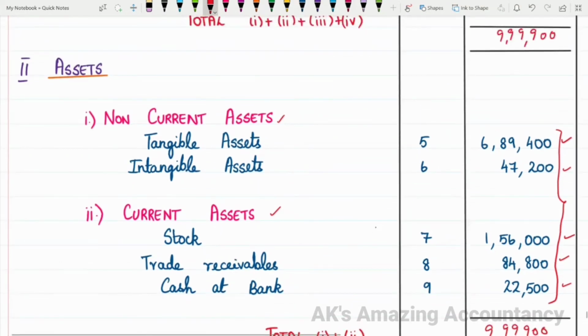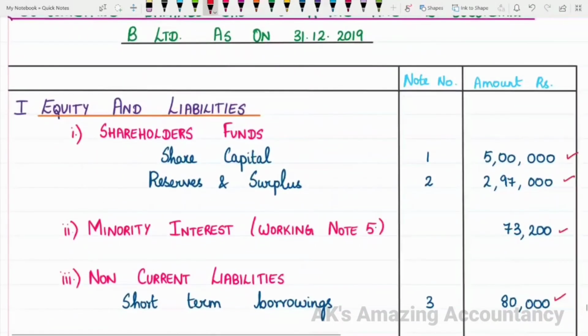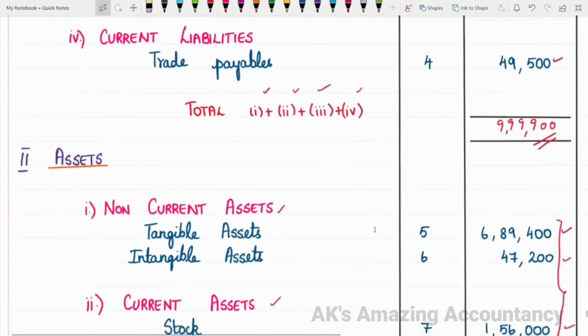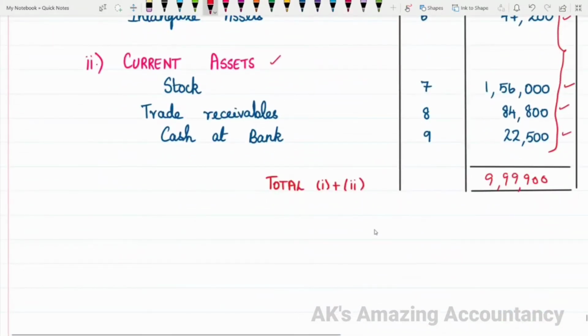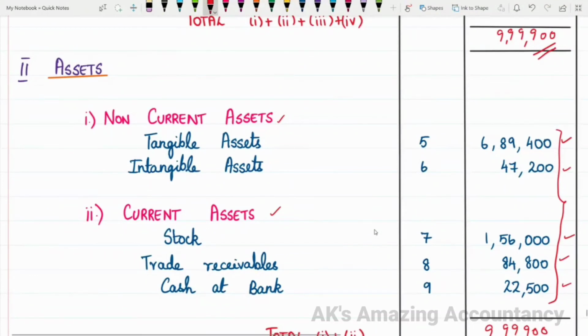So what is the total of assets? The total of assets is 9,99,900. And what is the total of equity and liabilities? It is also 9,99,900. Since these two totals are the same, our answer is right. So this is how you have to prepare the consolidated balance sheet, and I hope you are clear with this answer.